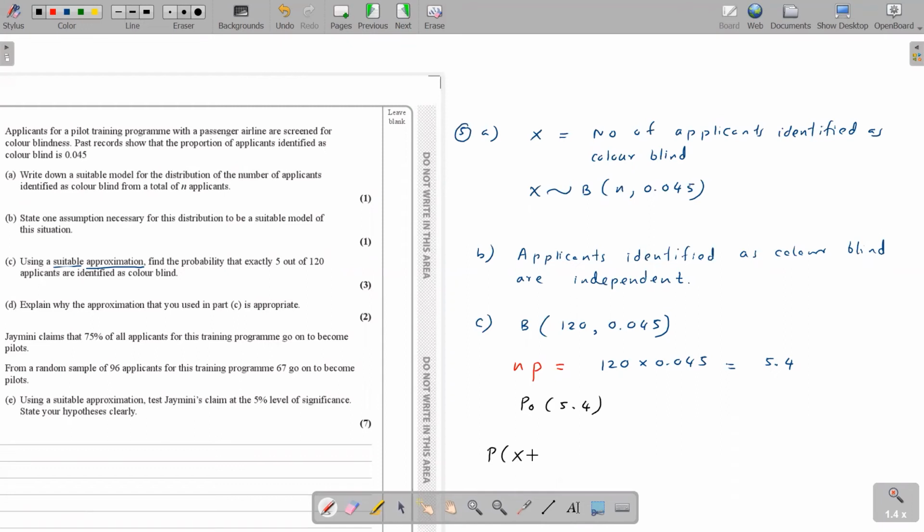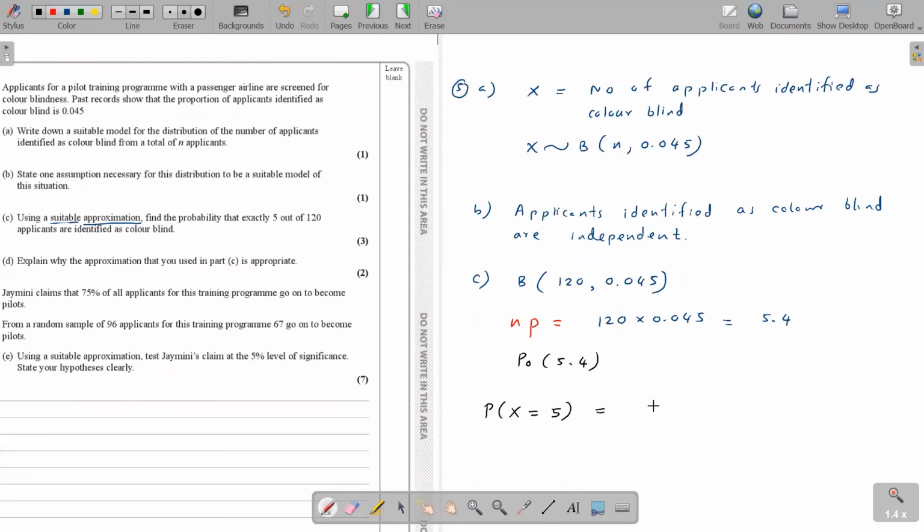So let's get the probability. We need to find the probability that X is exactly 5, that exactly 5 are identified as colorblind. Do we need to do any continuity correction over here? No, because both are discrete. Binomial is discrete, going over to Poisson, which is again discrete. So there is no continuity correction needed. We can directly find the probability.